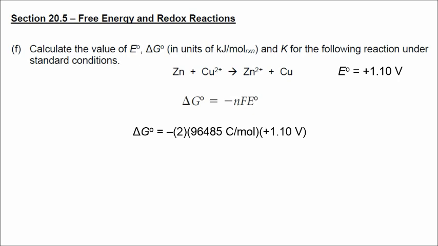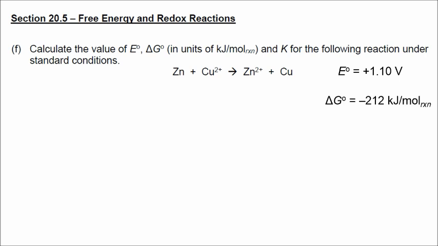Capital F represents the Faraday constant, which is given to you, 96,485 coulombs per mole. And when you multiply a coulomb times a volt, you get a joule. So we get negative 212,000 joules per mole, or negative 212 kilojoules per mole. And that negative delta G means that the reaction is favored, as does a positive value of the cell potential. So a negative delta G and a positive cell potential mean the reaction is favored. We would expect the value of K to be greater than 1.